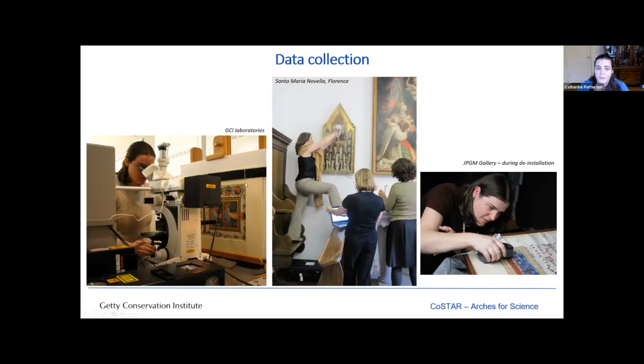And so, for example, you may be able to work in situations like you see in the left image, where I'm in a very controlled environment using a benchtop, in this case, Raman spectrometer in the GCI laboratories, where I have complete control over everything that's going on.